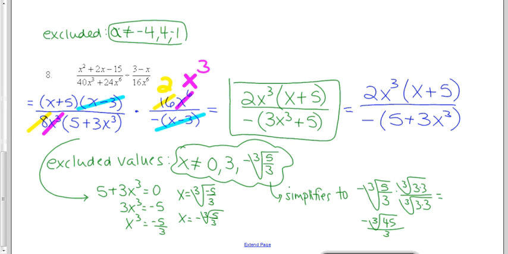Okay, go ahead and check this one. The excluded values on this one were a little bit nasty for our expression over here, the 5 plus 3x cubed. If we set that equal to 0 and solve it, I just did the cubed root of both sides, and we wound up with x not being equal to negative the cubed root of 5/3, which we could simplify to negative the cubed root of 45 over 3 if I rationalize the denominator. We wouldn't be that picky with you. Just realize that the bottom can't equal 0.